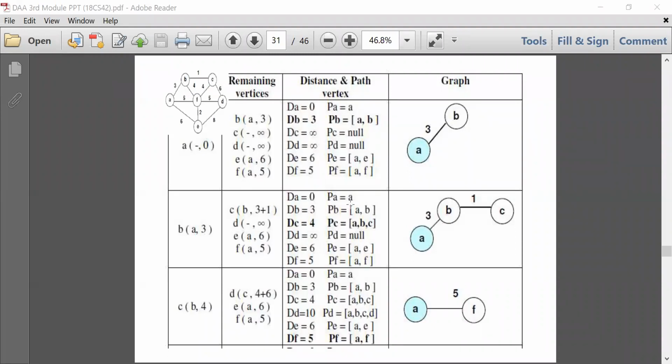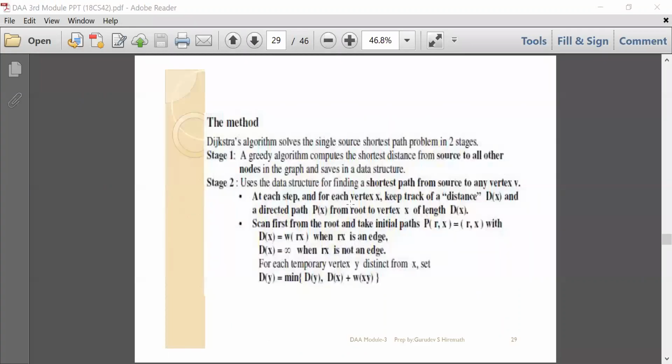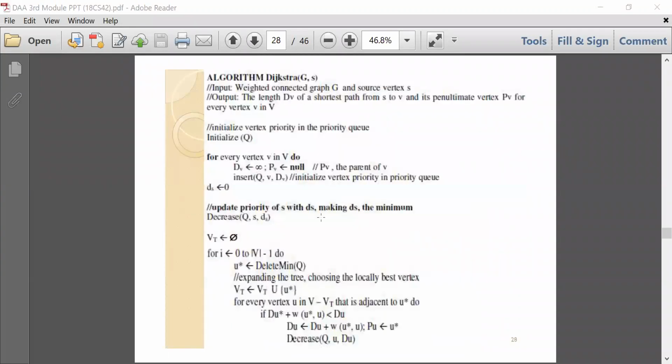Kindly remember, the algorithm goes like this. What they do in the algorithm is they go with the insert and decrease functions. They are going to take one array.